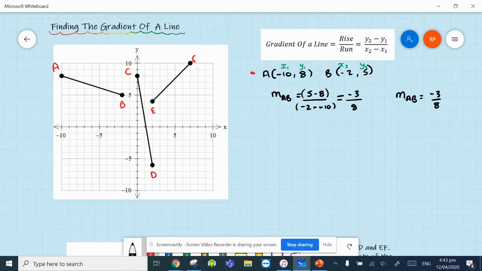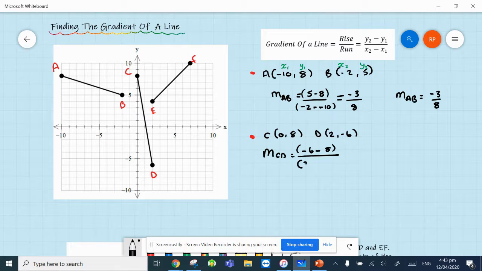Alright, next one. So if we look at the next, write down your coordinates again. So we've got C, which is 0 along, 8 up. We've got D, which is 2 along, negative 6. Alright, so we're doing the gradient of CD. So y2, minus 6, take away y1, 8 on the top. Then on the bottom, we've got 2, take away 0.